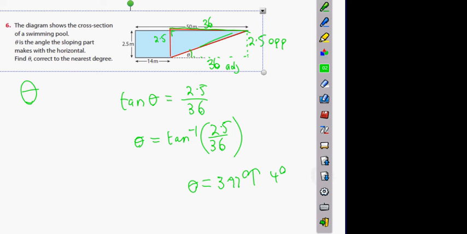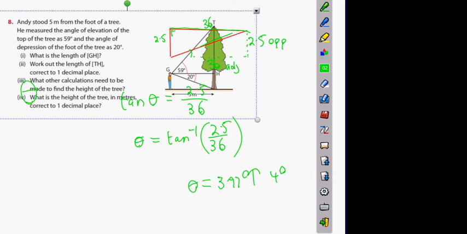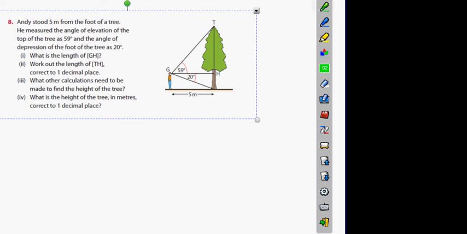Now, next one, question 8. Question 8, different kettle of fish altogether. Instead of having one triangle, it has two triangles. Now, without even getting too concerned about all the language, what is the length of GH? GH is from here to here. Well, I'd argue that G to H is 5 meters. Anybody inclined to agree with me? Yeah. We're assuming that the guy is standing straight.